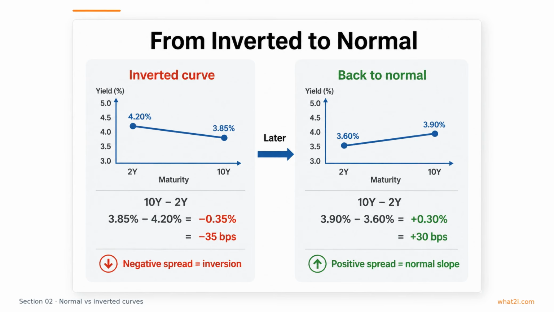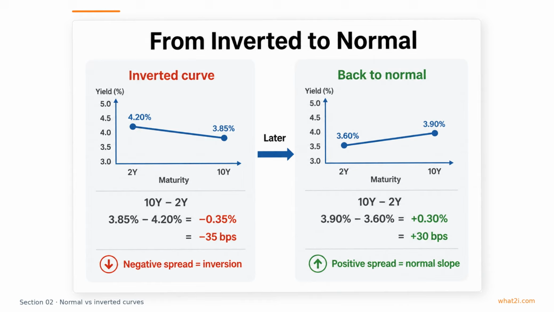The 10-year minus 2-year spread is a common way to measure that slope. If the 2-year yield is 4.20% and the 10-year yield is 3.85%, then 10-year minus 2-year equals negative 0.35%, or negative 35 basis points. That is an inversion because the long yield is below the short yield. Later, if the 2-year falls to 3.60% while the 10-year is 3.90%, the spread becomes positive 0.30%, or 30 basis points. That would mean the curve has returned to a more normal upward slope. This kind of simple subtraction turns the shape of the curve into a number you can track over time.